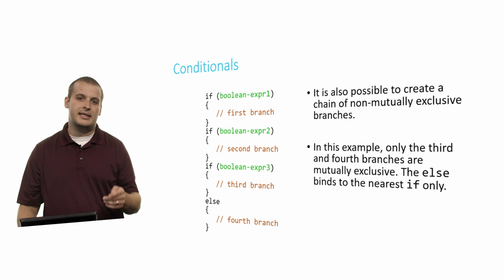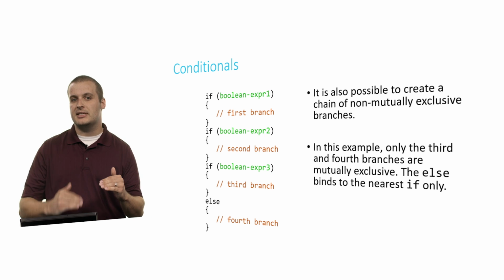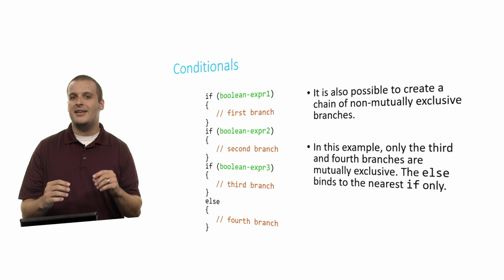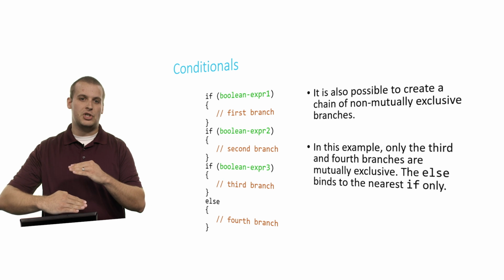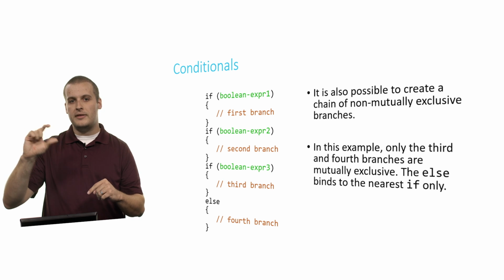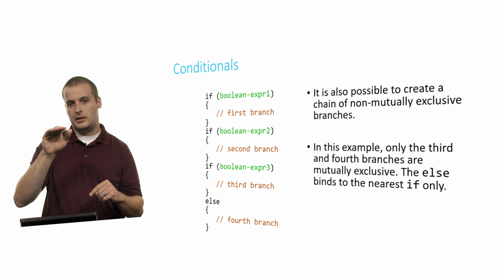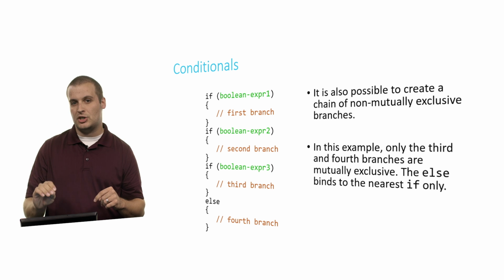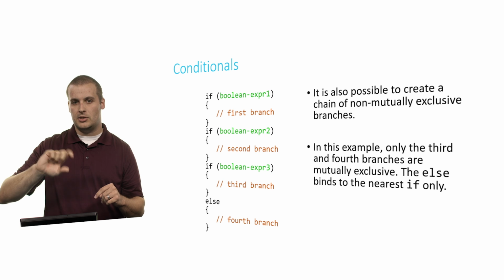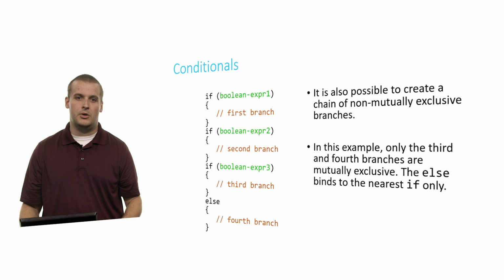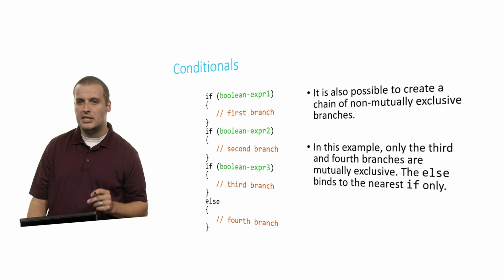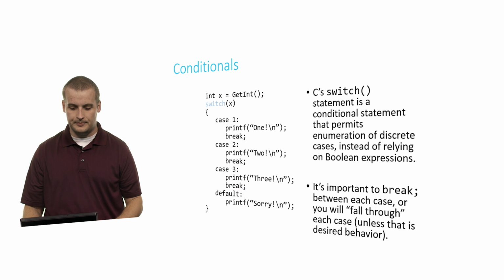The reason for this is that the else will only bind to the nearest if. So even though there's an else here, that doesn't necessarily create a mutually exclusive chain of everything. It's only that the expression there with Boolean expression 3, that's mutually exclusive with the else. So it is possible, and sometimes quite useful, as I said, to create a chain of not mutually exclusive branches.